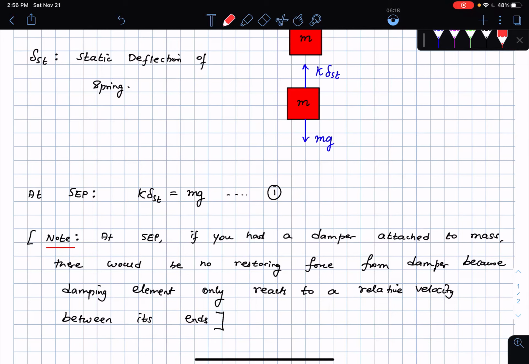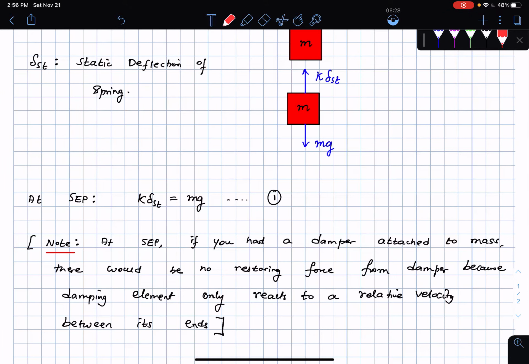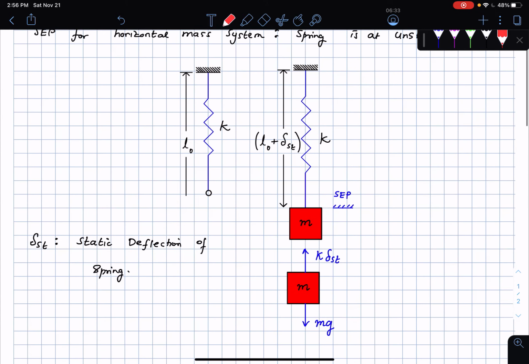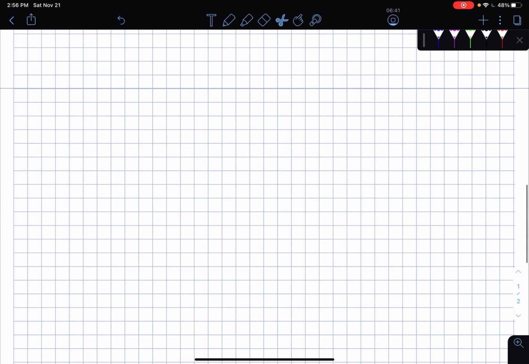Now what I'm going to do further is that from the SEP, I'm going to deflect the mass by a distance x due to some applied force. Okay, so here is the situation that I'm going to show for you. First thing is let me draw it out. Okay, so I'm going to take all of this and copy it. I don't need that in a sense. Okay, so I'm going to bring it here.